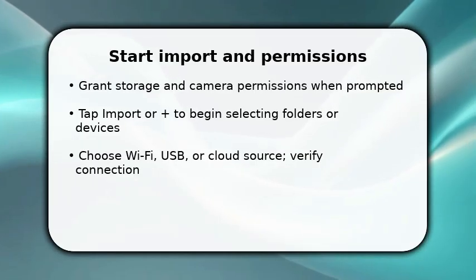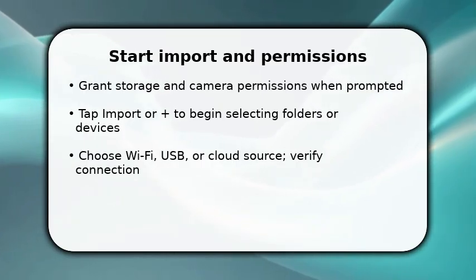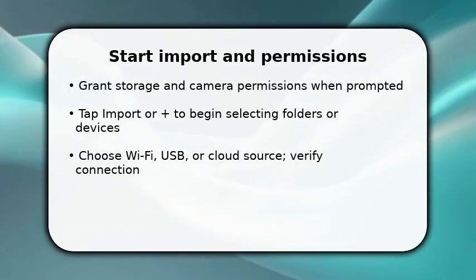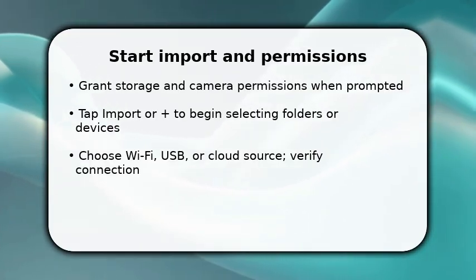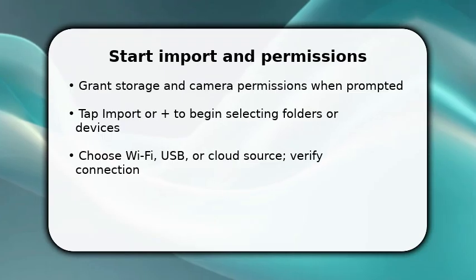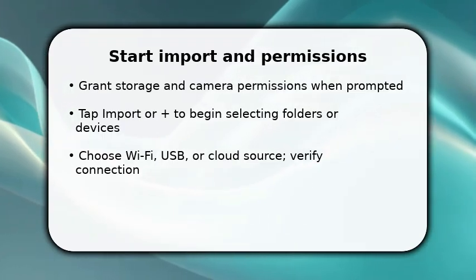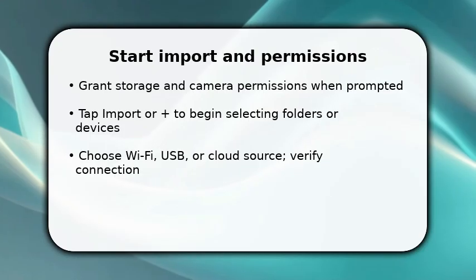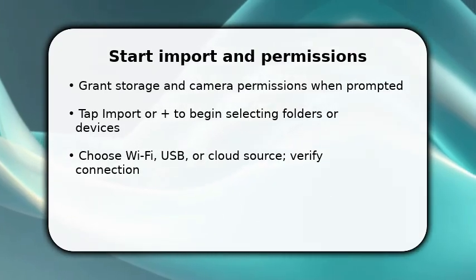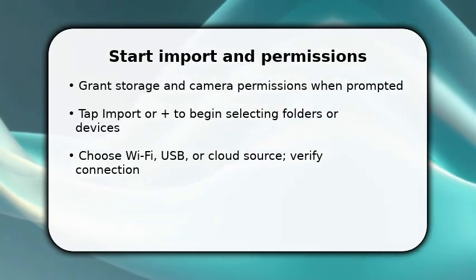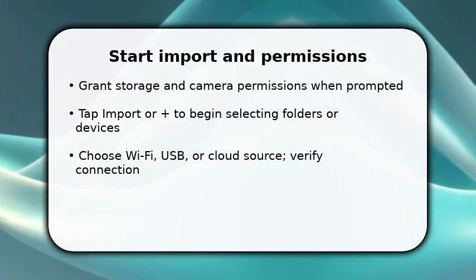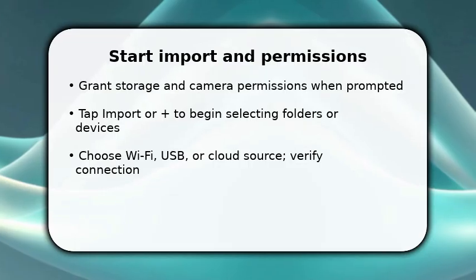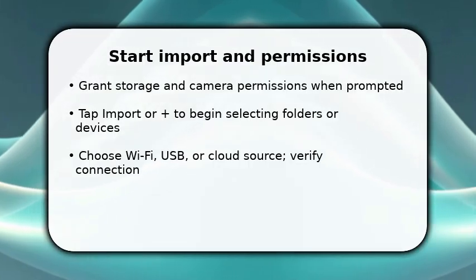You begin by granting the app storage and camera permissions so it can read files. Once done, open the import tool and choose your source. Tap the plus or import button and pick folders, an SD card, a connected phone, or a cloud account, then authenticate if needed. Make sure Wi-Fi transfers show both devices on the same network. If using USB, confirm file transfer mode. This gets your photos visible and ready for organization without delay.